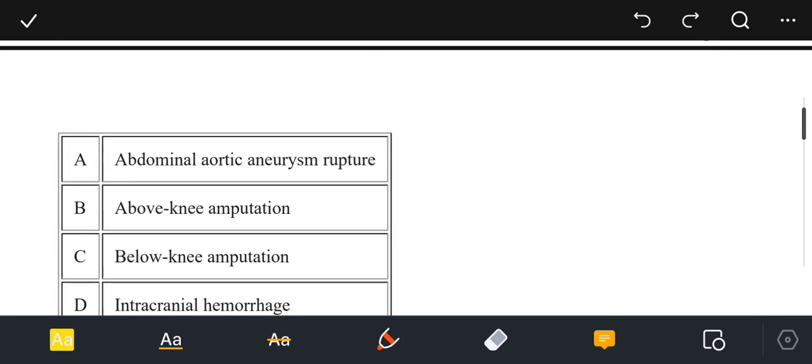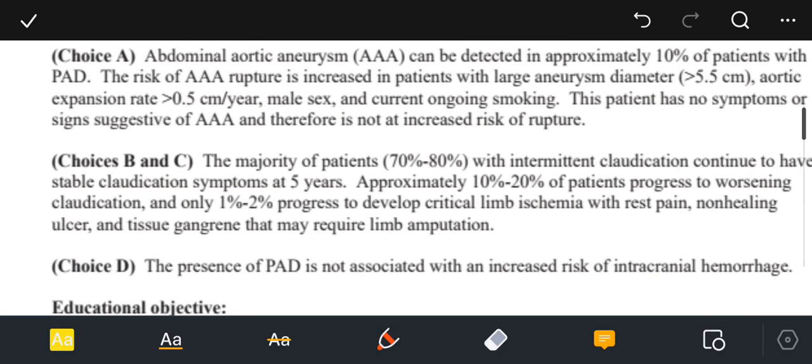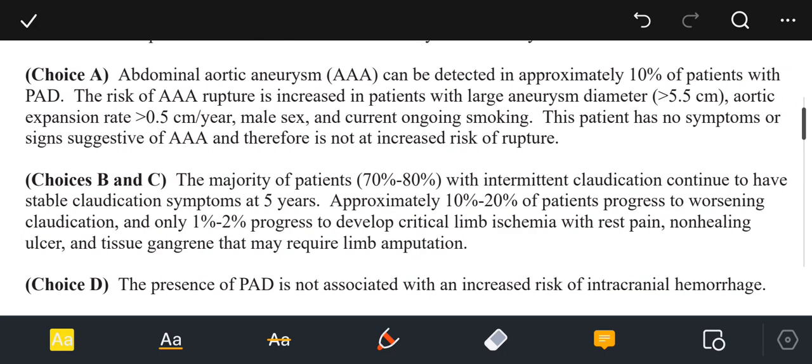The choice alpha, that is abdominal aortic aneurysm rupture. This is not the option of choice because the abdominal aortic aneurysm can be detected in approximately 10% of the patients with peripheral artery disease. The risk of abdominal aortic aneurysm rupture is increased in the patient with a large aneurysm diameter that is more than 5.5 cm, aortic expansion rate more than 0.5 cm per year, male sex, and current ongoing smoking. The patient has no smoking or signs suggestive of abdominal aortic aneurysm and therefore is not at increased risk of rupture.